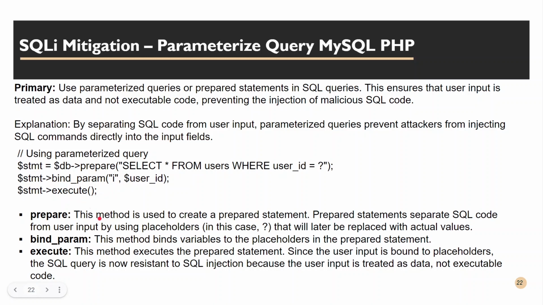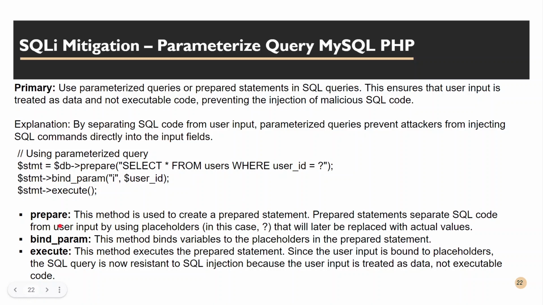Now, if we go to the explanation part here, we have the first part, which is the prepare method, which is this entire line here. This method is used to create a prepared statement. Prepared statements separate SQL code from user input by using a placeholder. In this case, we are using a question mark as our placeholder, and later we're going to be replacing this placeholder with a variable name that we're expecting the user to input data into.